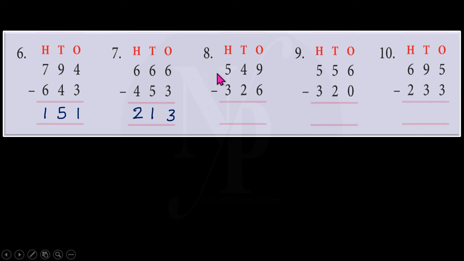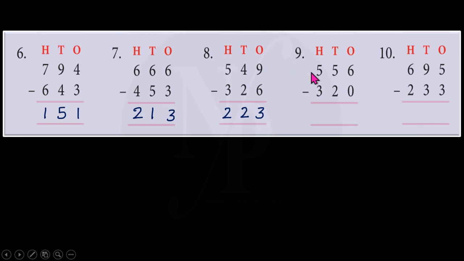Question number 8, 549 minus 326. Subtracting 6 from 9, you get 3. On subtracting 2 from 4, you get 2. Here on subtracting 3 from 5, you get 2. Therefore, 223 is the difference.